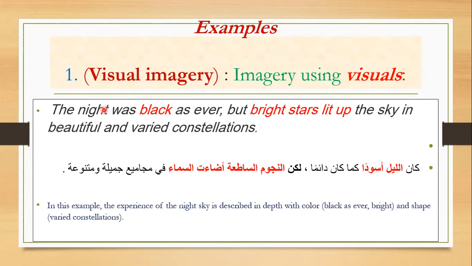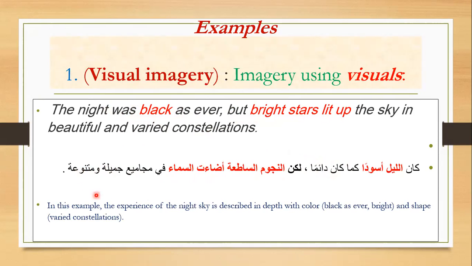So here, the example is about visual imagery, which is imagery using visuals. The night was black as ever, but bright stars lit up the sky in beautiful and varied constellations.